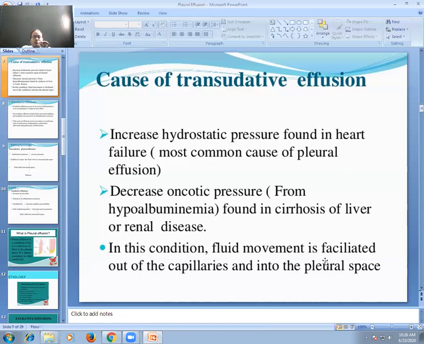In this condition, fluid movement is facilitated out of the capillaries into the pleural space. So the mechanism for transudative type of effusion is increased hydrostatic pressure and decreased oncotic pressure, and the causes are heart failure, liver cirrhosis, and renal disease.